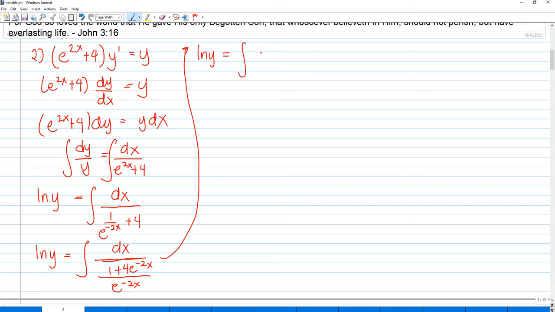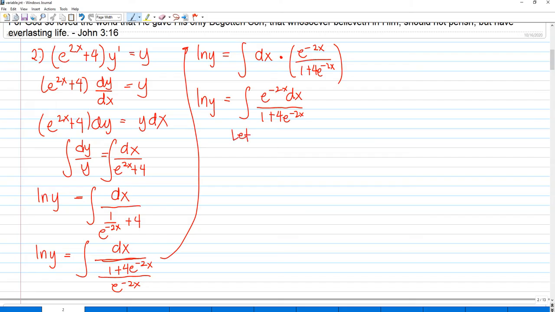So we have dx. We get the reciprocal of this, and we will change this division into multiplication. So we have e raised to negative 2x all over 1 plus 4e raised to negative 2x. So what will happen is that we have e raised to negative 2x dx all over 1 plus 4e raised to negative 2x. And by this, we can let u equals 1 plus 4e raised to negative 2x.